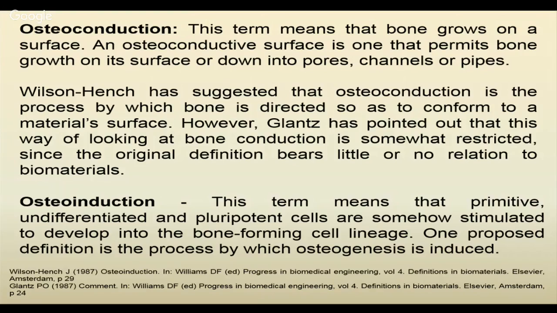Osteoinduction is the term where primitive undifferentiated or pluripotent cells are somehow stimulated to develop into the bone forming cell lineage. Sorry, I said osteoconduction earlier, it is osteoinduction. So osteoinduction is the process where the primary cells or the pluripotent cells can be differentiated into bone cell lineage. That is also called osteogenesis. That is called osteoinduction. And osteoconduction is the process where the material will grow while it is augmented into the body.